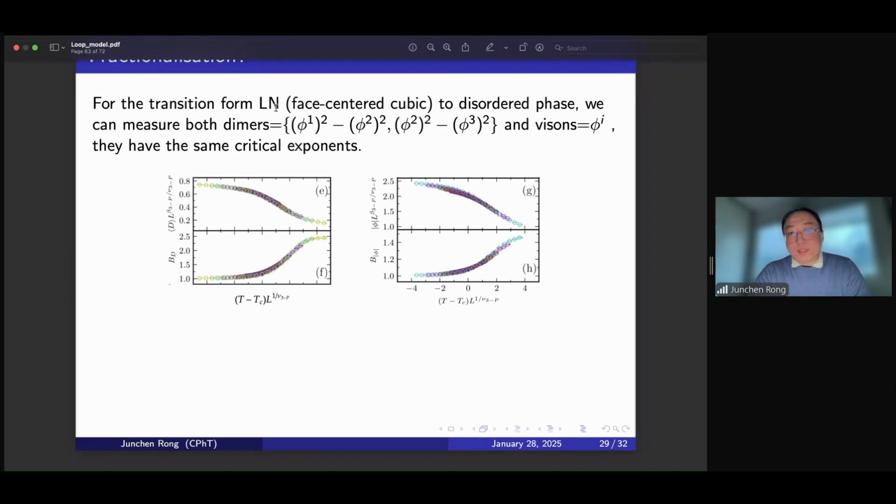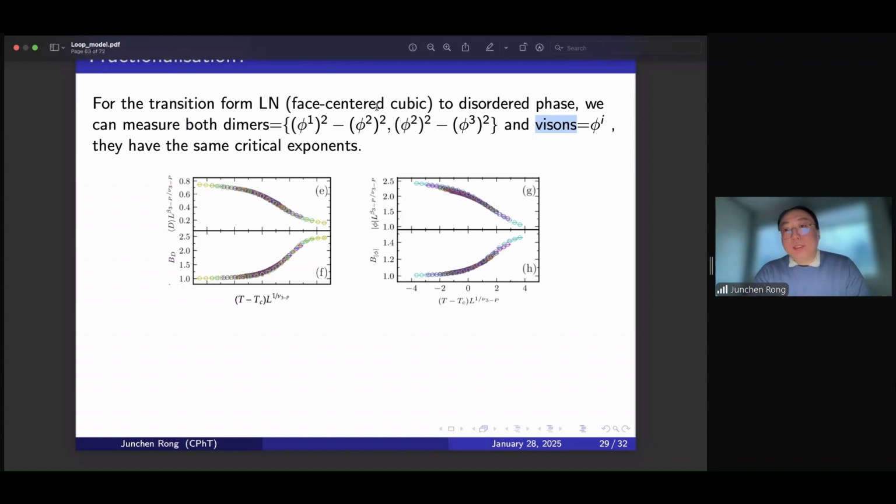When you go from the lattice nematic, the face-centered cubic, to the disorder, you can measure the critical scaling relation for the dimers, which is the loop degree of freedom, which in this case corresponds to bilinears, and the visons, which is the phi itself. You measure its change as you go through the transition, and you try to rescale it using the critical exponents for the 3-state Potts model. This is a measurement using dimers. This is a measurement using phis. And you find that they agree with each other.